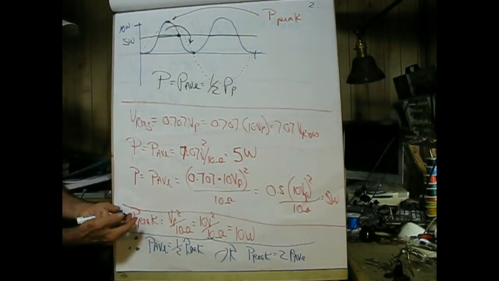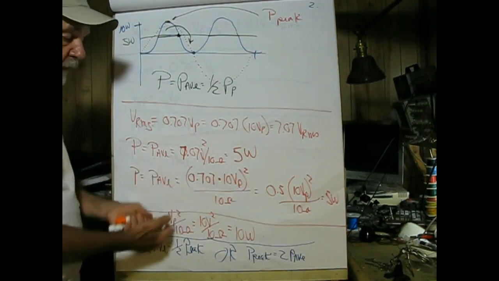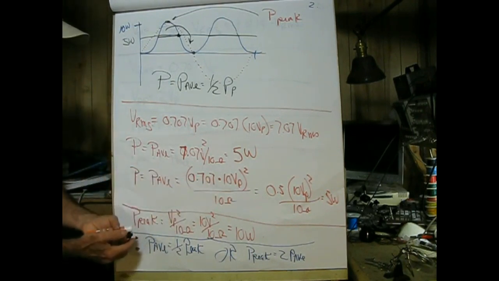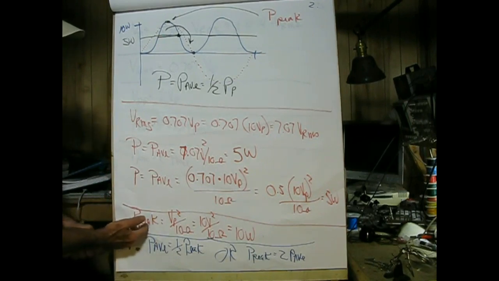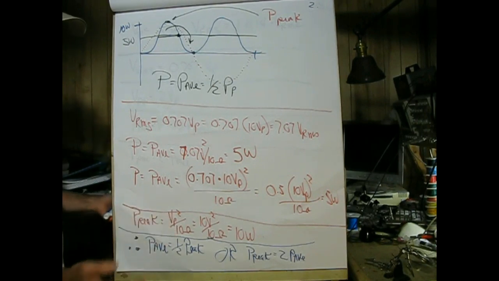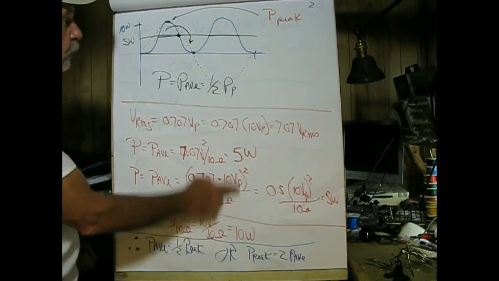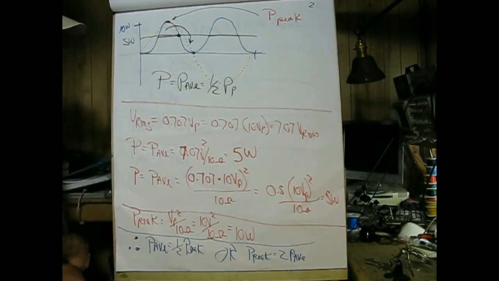So that's where this 50% comes from: 0.707 squared is 0.5. Now we can go further with that and say that the peak power would be equal to the peak voltage squared divided by the resistance, which is true, and the peak power would be 10 watts. Average power, 5 watts.